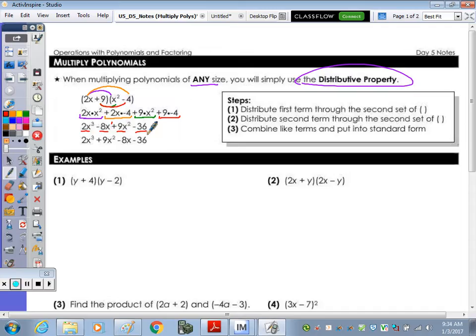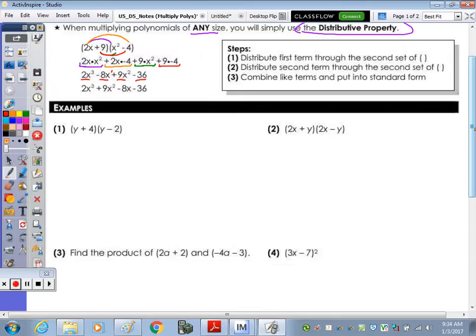All right, so let's look at the first one. Number 1, a binomial times a binomial. So let's start by distributing the y all the way through that second parenthesis. So the first one, y times y, is y squared. And then y times a negative 2 is negative 2y. Distributing the 4 through, and I'll write it all left to right, but again, you can stack. So positive 4 times y is a positive 4y. And then a positive 4 times a negative 2 is a negative 8.